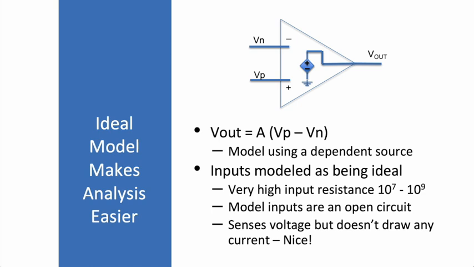This is a very nice property to have, because you could think of the op-amp as sensing the voltage at a given node but not drawing any current. That means it's not disturbing the operation of some other circuit whose voltages it's sensing. This is nice.